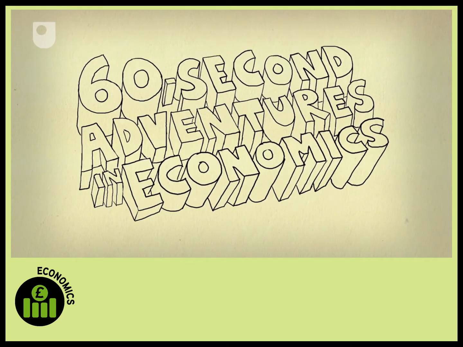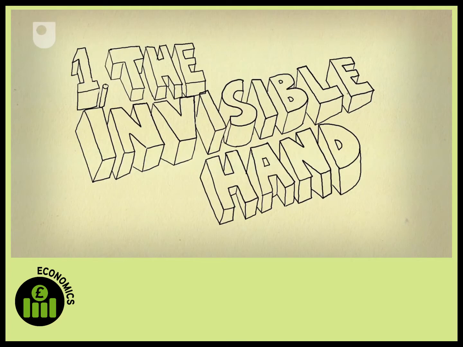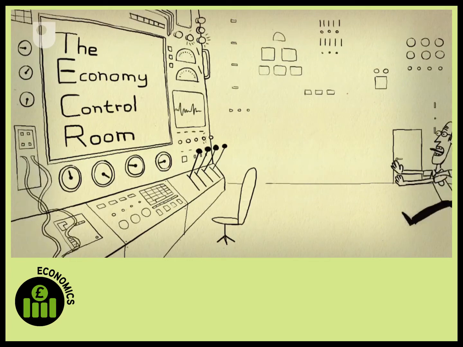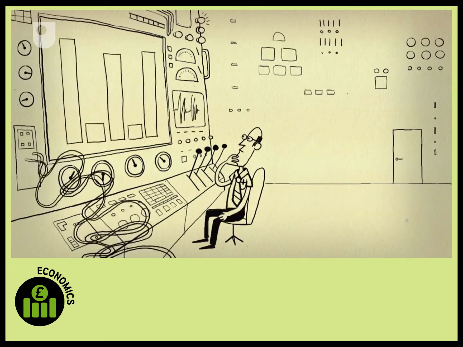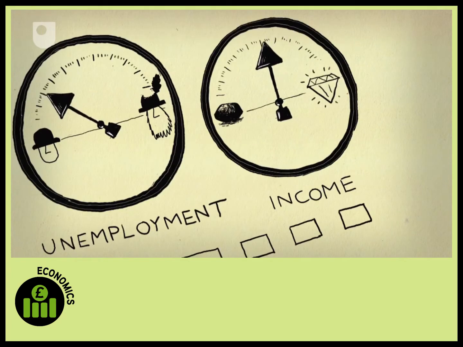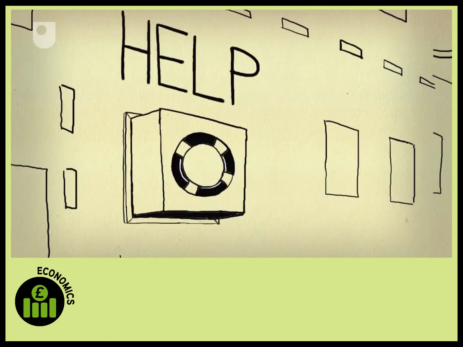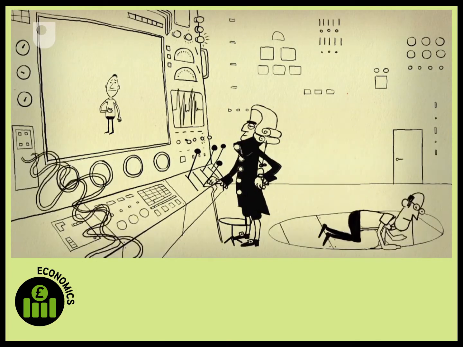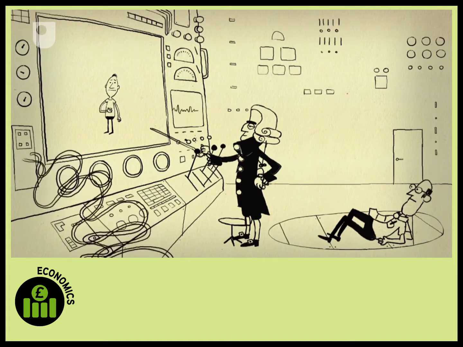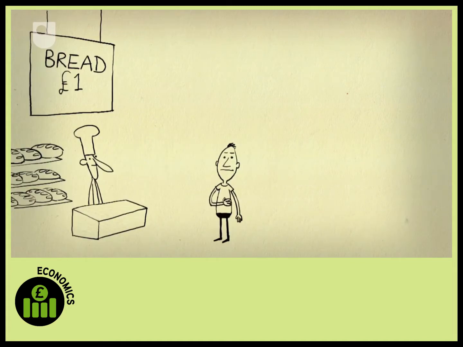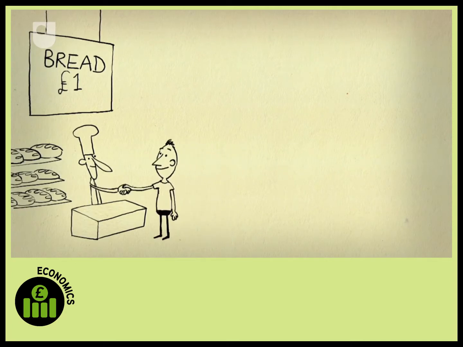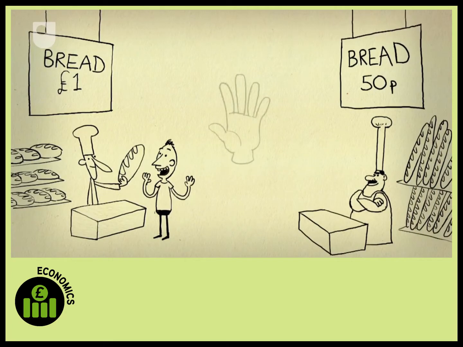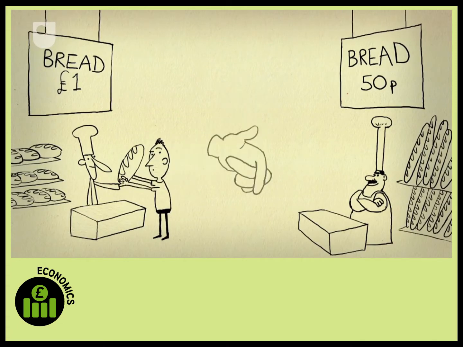60-second adventures in economics. Number 1, the invisible hand. An economy is a tricky thing to control, and governments are always trying to figure out how to do it. Back in 1776, economist Adam Smith shocked everyone by saying that what governments should actually do is just leave people alone to buy and sell freely among themselves. He suggested that if they just leave self-interested traders to compete with one another, markets are guided to positive outcomes as if by an invisible hand.